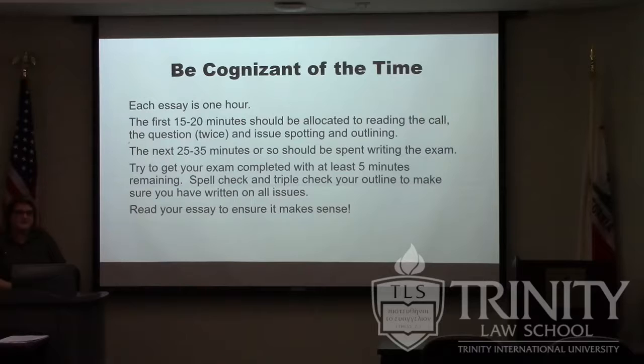All right, be cognizant of the time. Each essay is 1 hour. So the first, again, 15 minutes should be allocated to reading the call of the question twice, issue spotting, and outlining. The next 25 or 30 minutes or so should be spent on writing the exam. And try to get your exam completed with at least 5 minutes remaining. And then use that time to spell check, to double check your outline, make sure you've written on all the issues. I mean, you just kind of need that time. And read your exam, okay? Make sure that it makes sense.